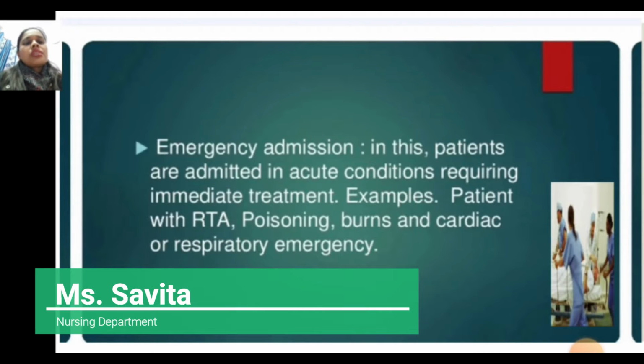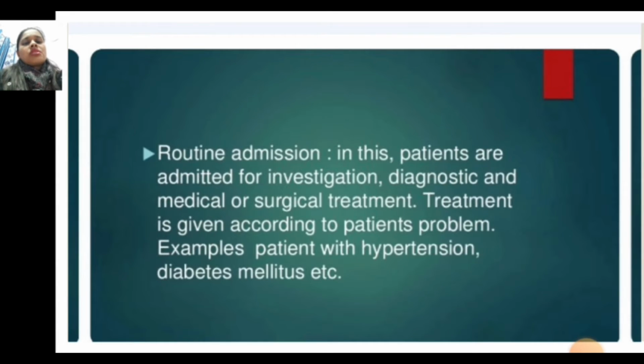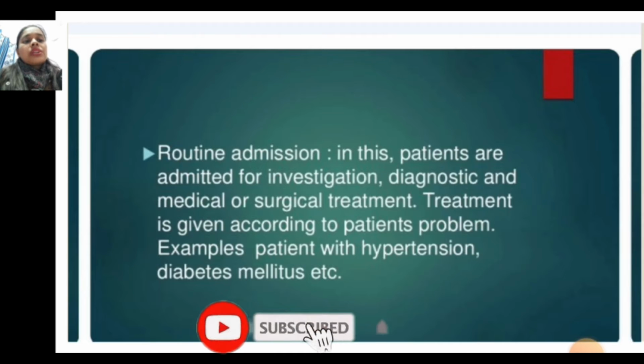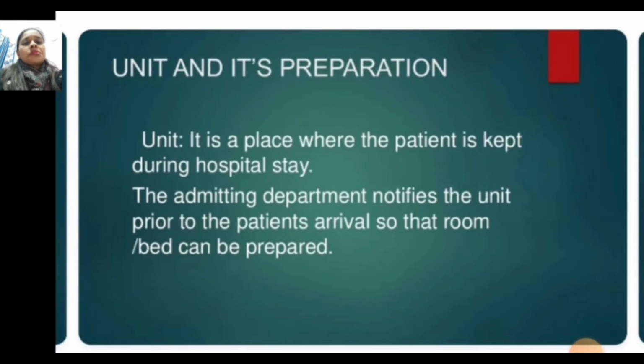Emergency admission: in this, patients are admitted in acute condition requiring immediate treatment. For example, patients with RTA, poisoning, burn, and cardiac or respiratory emergency. And in routine admission, patients are admitted for investigation, diagnosis and medical or surgical treatment. Treatment is given according to the patient's problem. For example, patients with hypertension, diabetes mellitus.